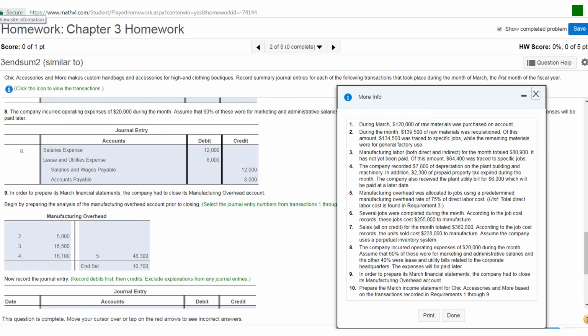So guys, everything in 8 is considered period costs. These are non-manufacturing, so everything here is going to be expensed right away. The way you come up with the amount is you've got the 20,000 and they gave you the allocation, so multiply by 60%. That's going to be 12,000, for your salaries expense. So debit your salaries expense for the 12,000.